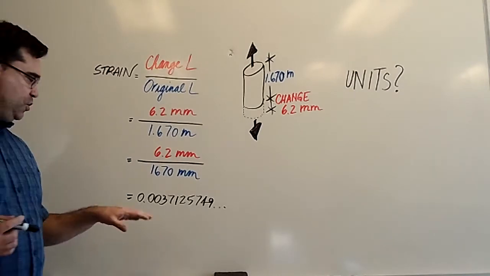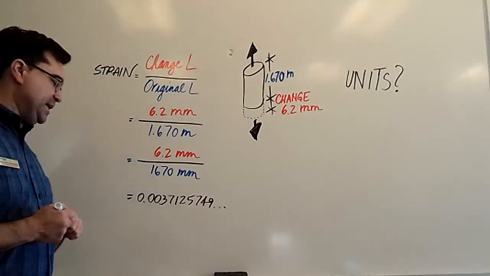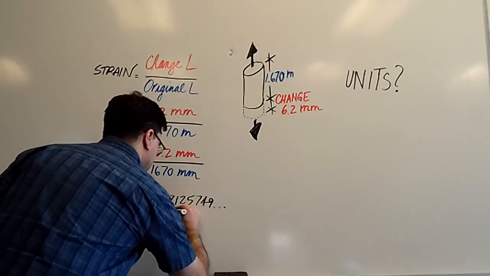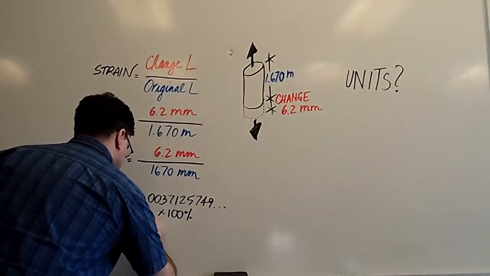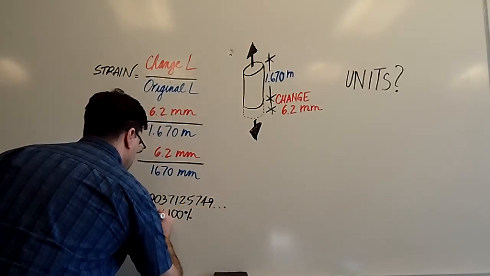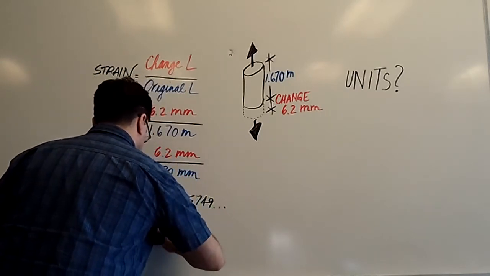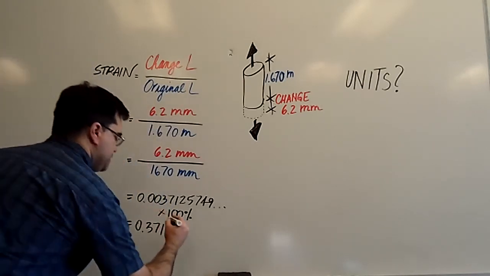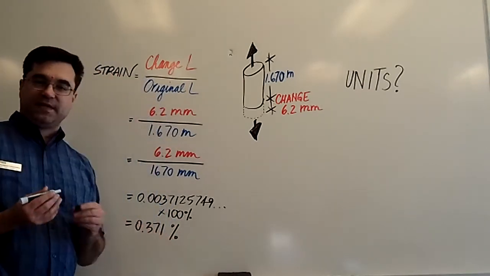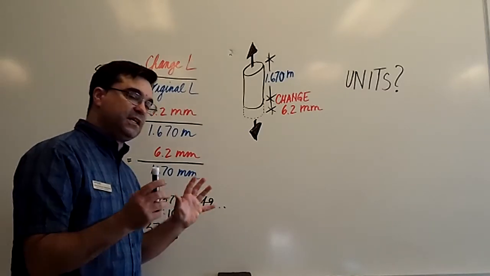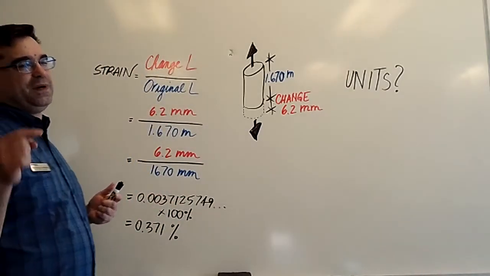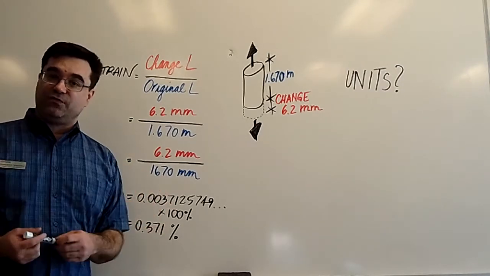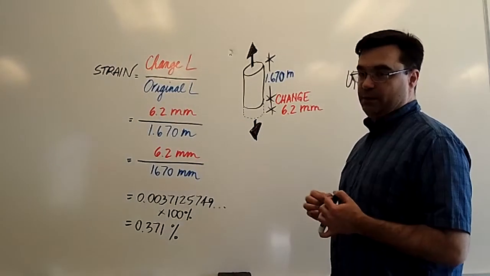Now, if it's easier, you can convert this to a percentage, as you saw during the lecture. To convert it to a percentage, you multiply by 100%. In this case, we get 0.371%. Knowing it in percent then helps us figure out if this is a ductile or brittle material. If you're not sure what I'm talking about, go check out the reference lecture. And that's it. That's as simple as it is to figure out strain, axial strain.